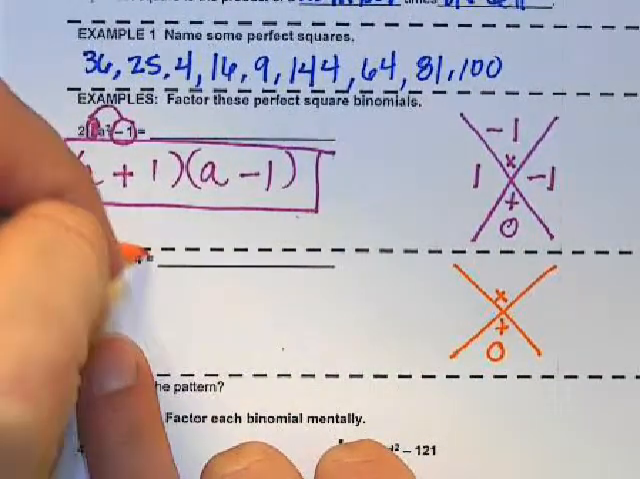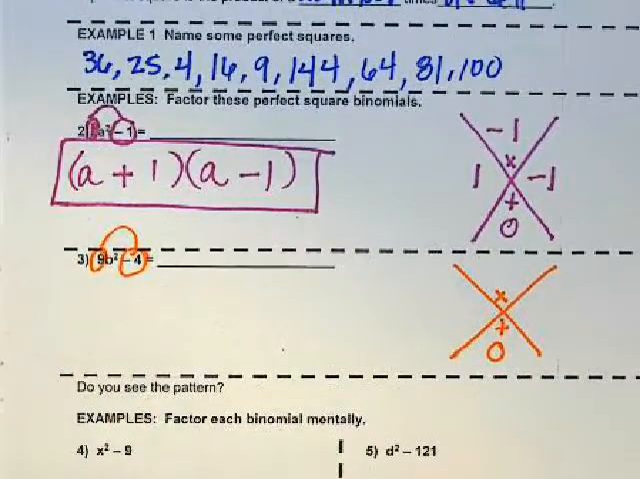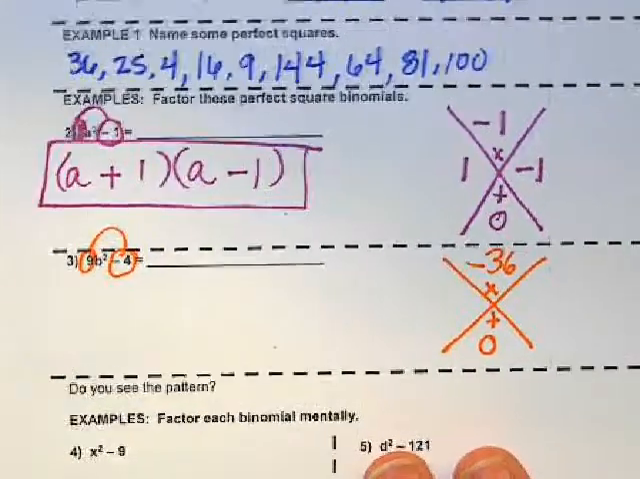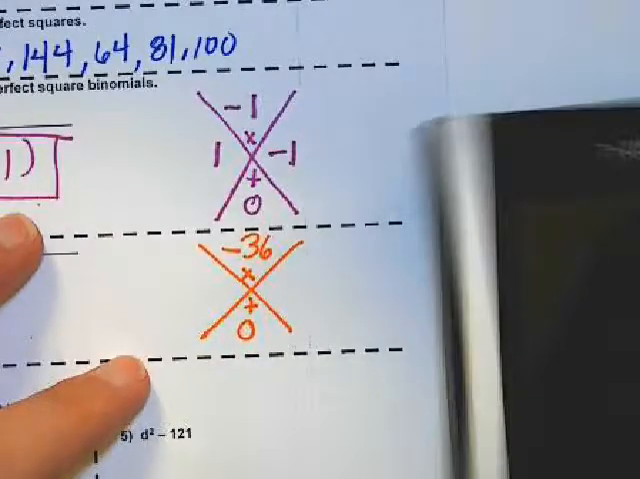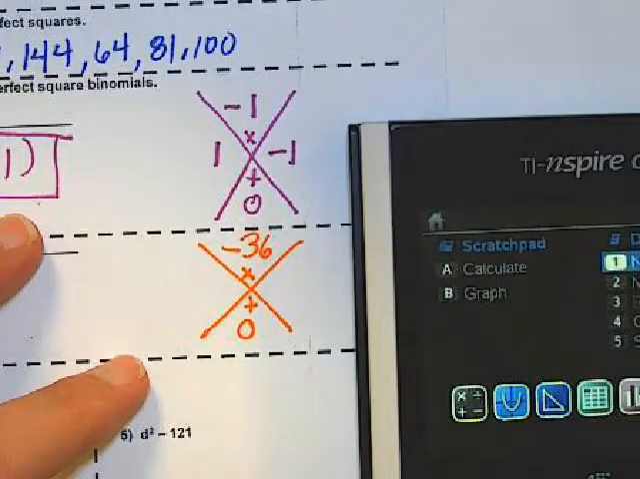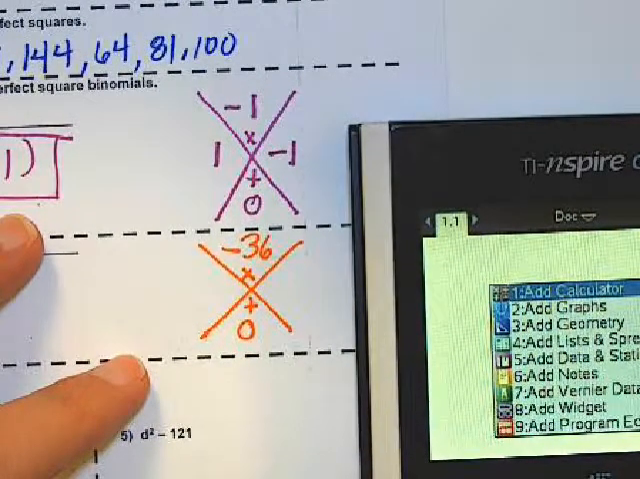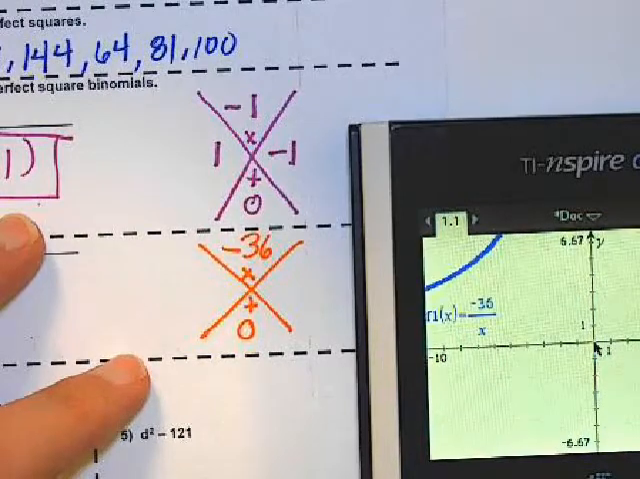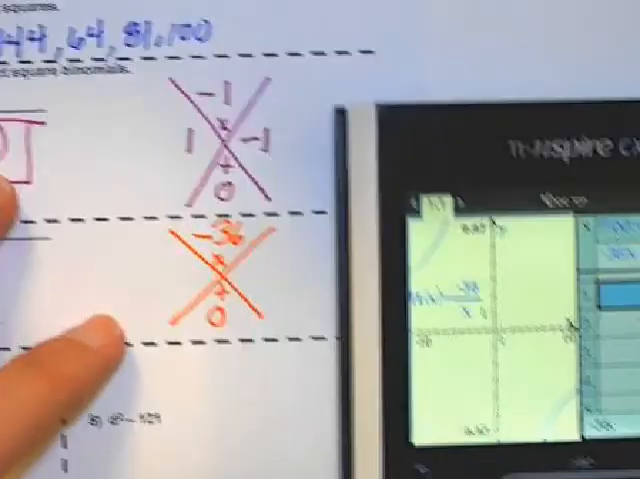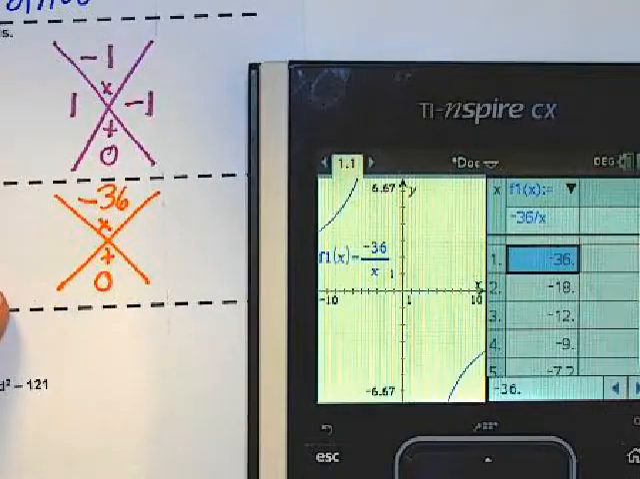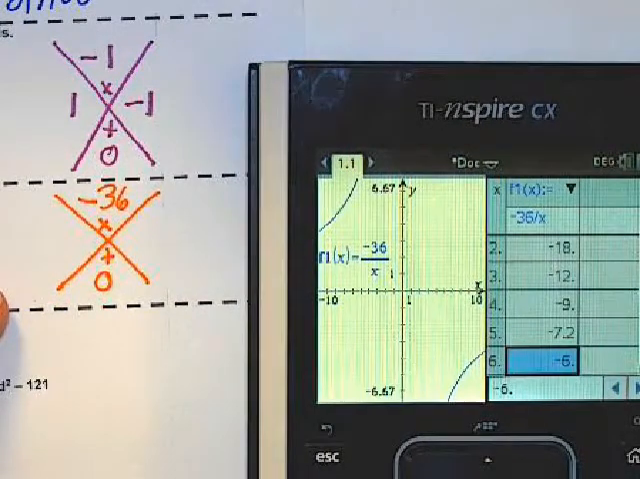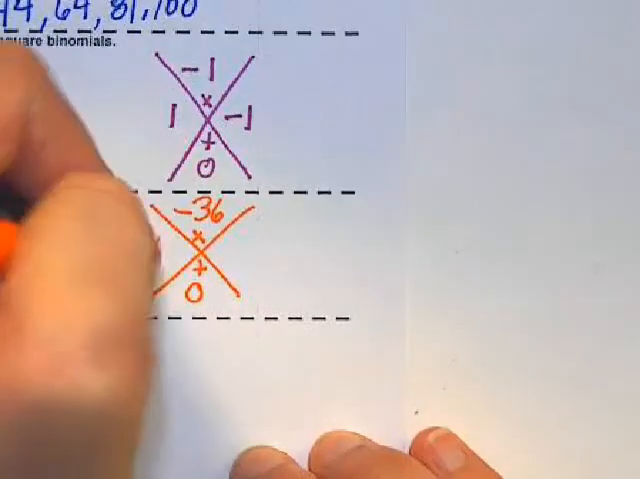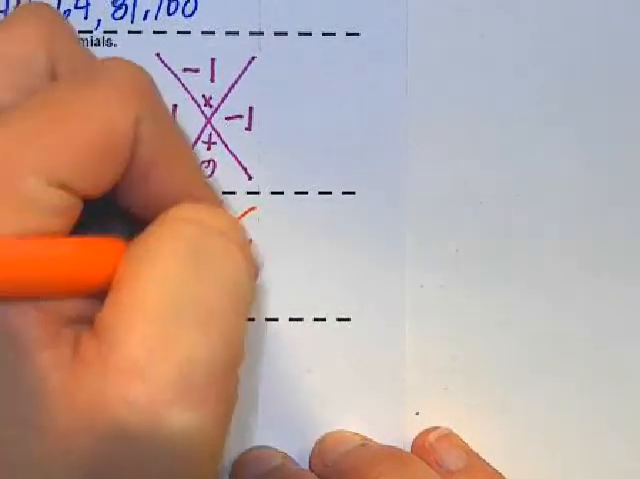Okay, so how do you find the top number? First, 9 times -4. What's 9 times -4? -36. Okay, now I need to go -36 divided by x. Control T. Okay, which two numbers add together to get me 0? 6 and -6. Okay, so write that.